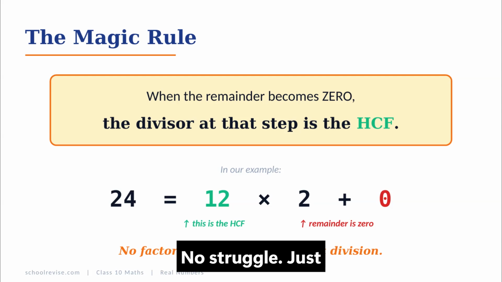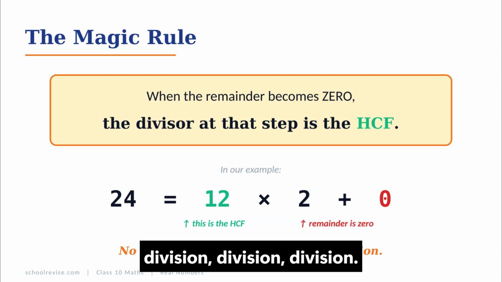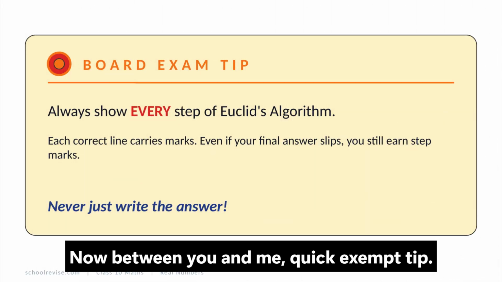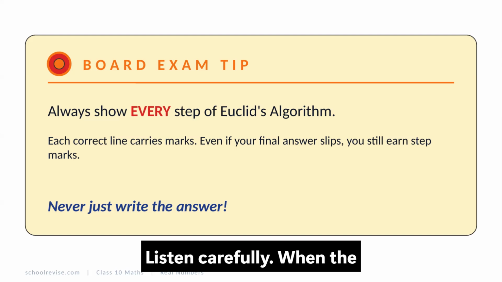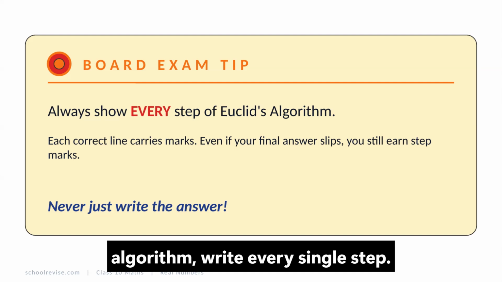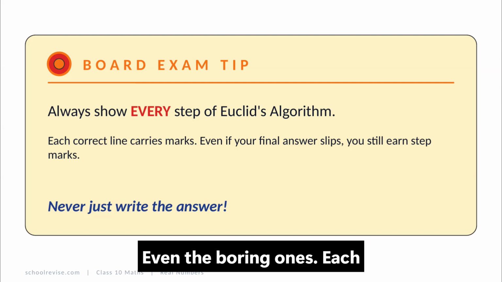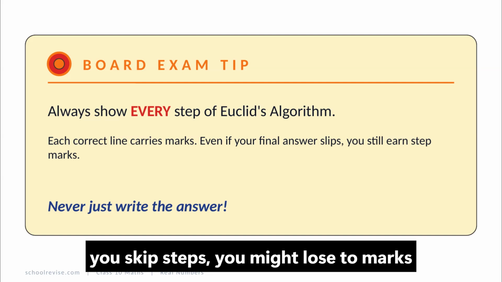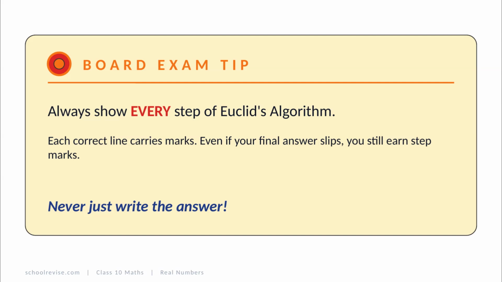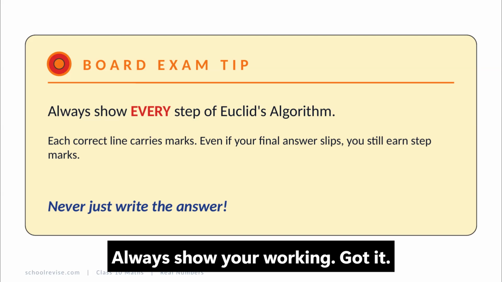No struggle. Just division, division, division. Now between you and me, quick exam tip. Listen carefully. When the board exam asks for HCF using Euclid's algorithm, write every single step. Even the boring ones. Each correct line carries marks. If you skip steps, you might lose 2 marks for nothing. So show your working. Always show your working.